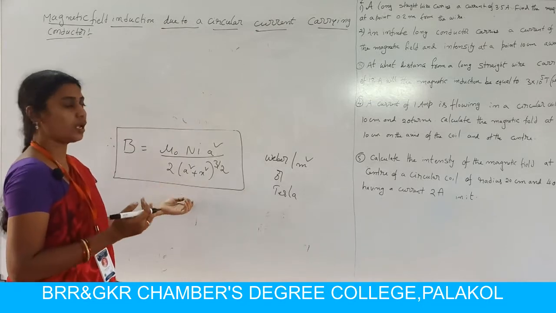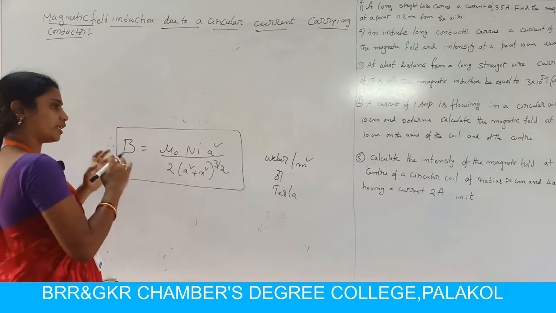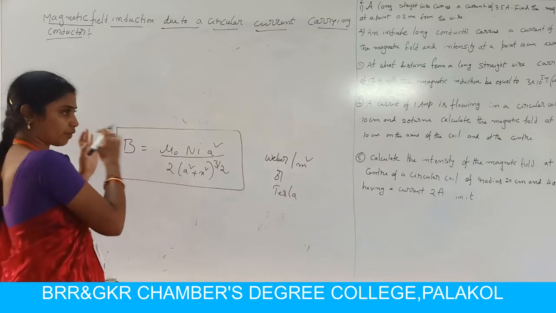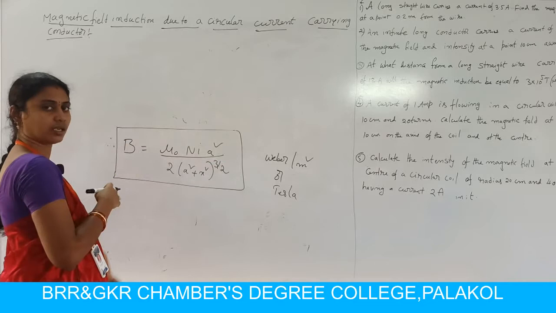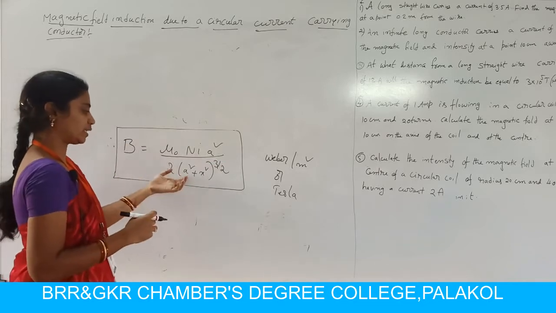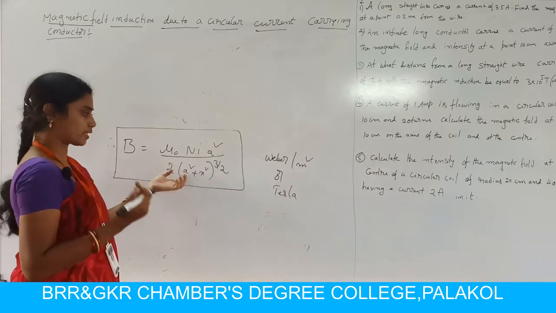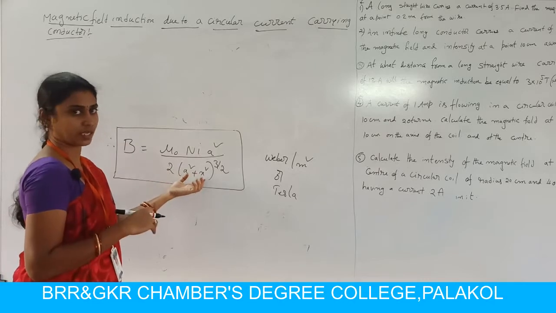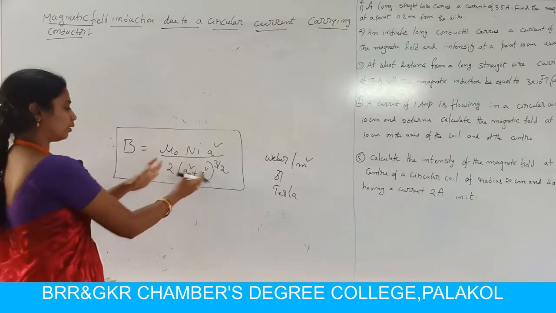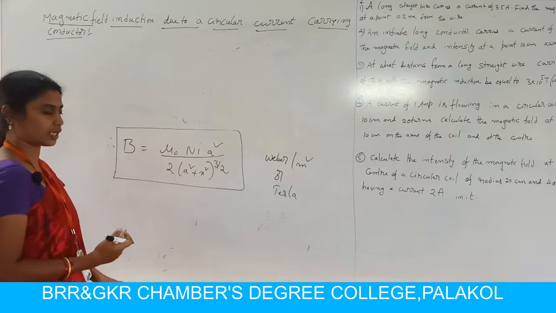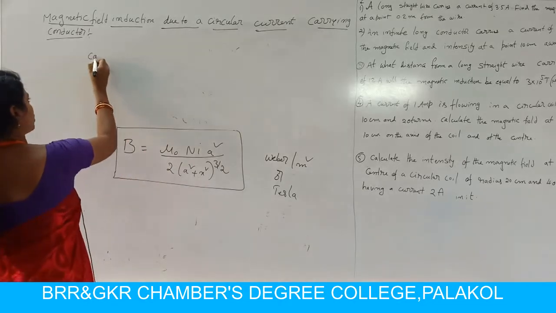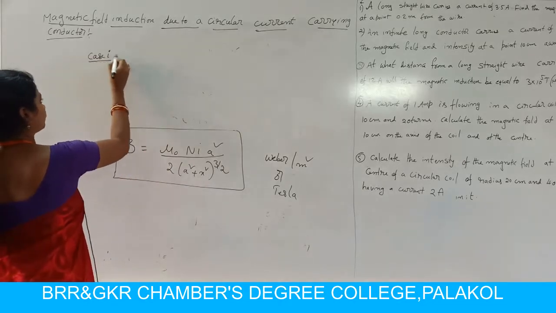That is one case. Another case is when the distance of the point P is far away from the axis of the circular loop. Then automatically this value a is less than the distance x, and the expression reduces. That is the second case. First we go for the first case.